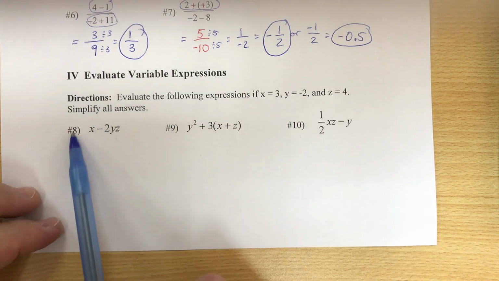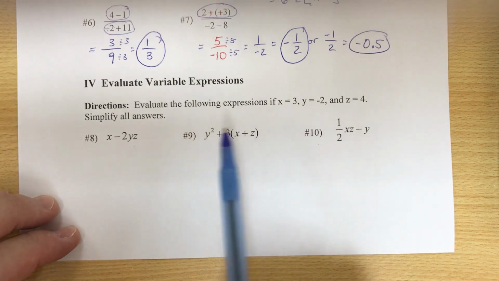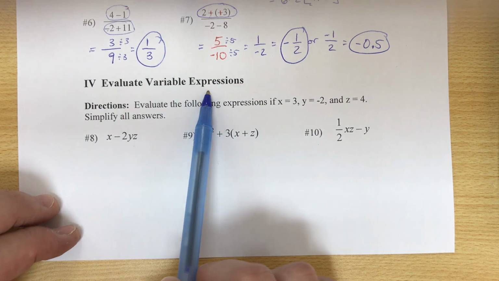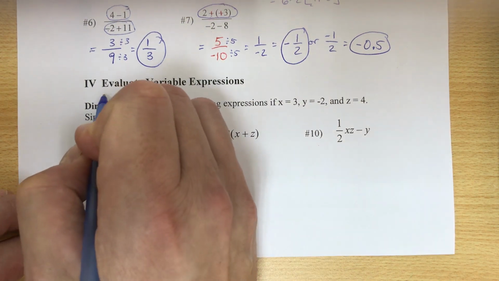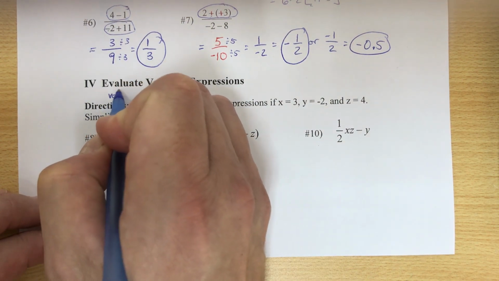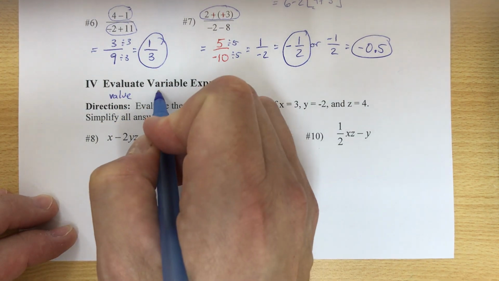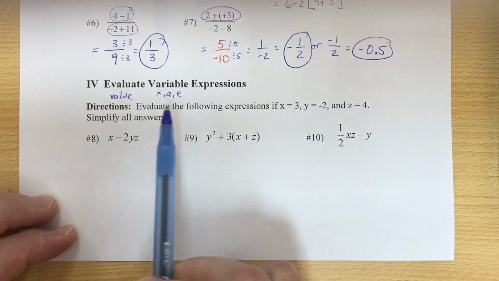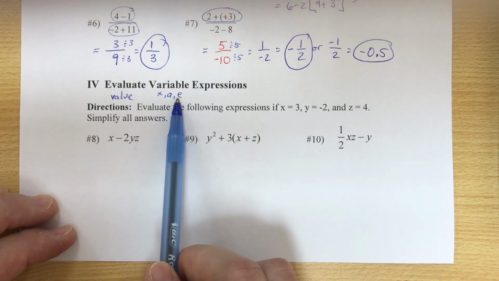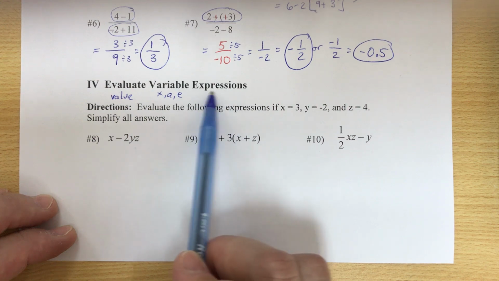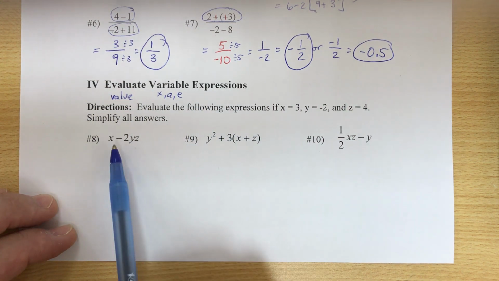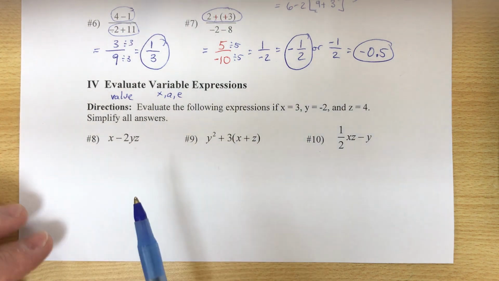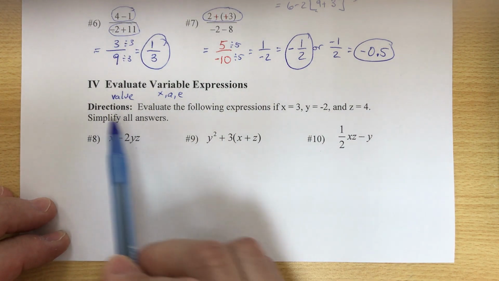Now we're here at the last section. We only have 3 more problems to do here, and this is evaluate variable expressions. Now again, evaluate just means find the value, get the number. Variables would be like X or A or E. Those are letters that we use to represent unknown numbers. And expressions just mean that we have some kind of combination of variables and numbers with addition and subtraction and exponents and all that.